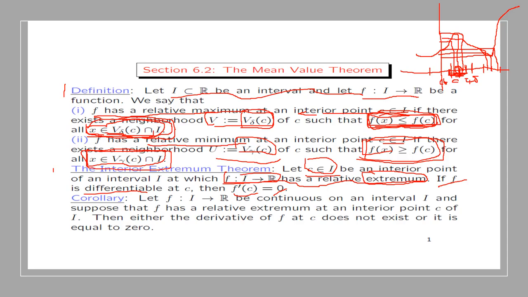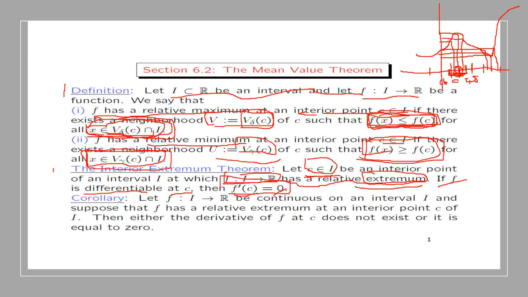So let me explain this theorem again. If C is an interior point of I, and f has an extremum there, either a relative maximum or a relative minimum, meaning it either has a relative maximum or a relative minimum there, and if f is differentiable at C, then the derivative of f at C must be equal to 0.